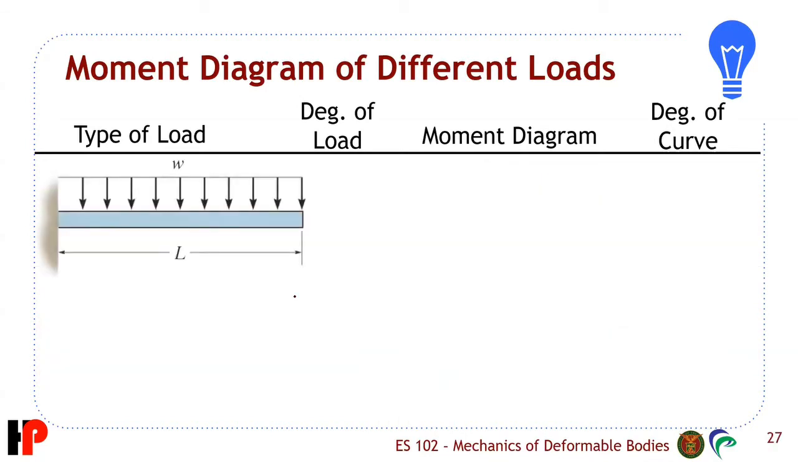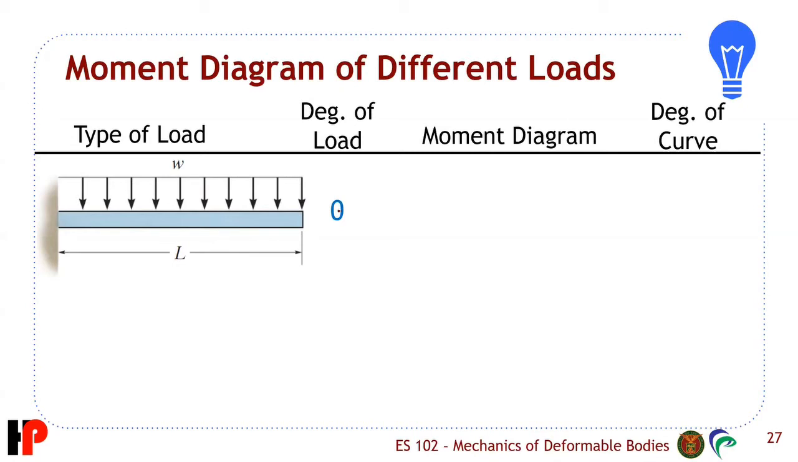So, the next kind is the uniformly distributed load. The degree of this load is 0, because it is flat. That is how we know why it became negative 2 earlier in the moment: 0 for the load, then negative 1 for the force, then negative 2 for the moment.